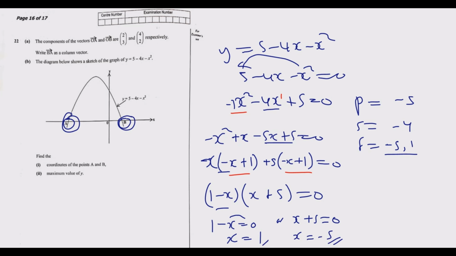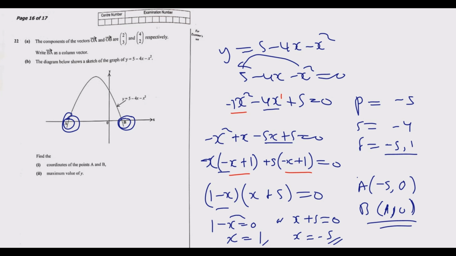Then after we find that, we need to find the coordinates. The coordinates there are easier because the value of y there is 0. So at point A, we have negative 5, 0. Then at B we have 1, 0 as our coordinates. So this is how we find those coordinates, which are A and B.